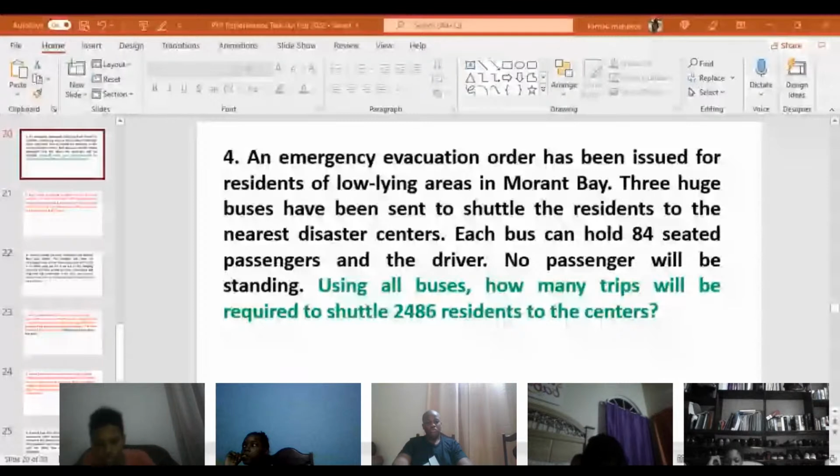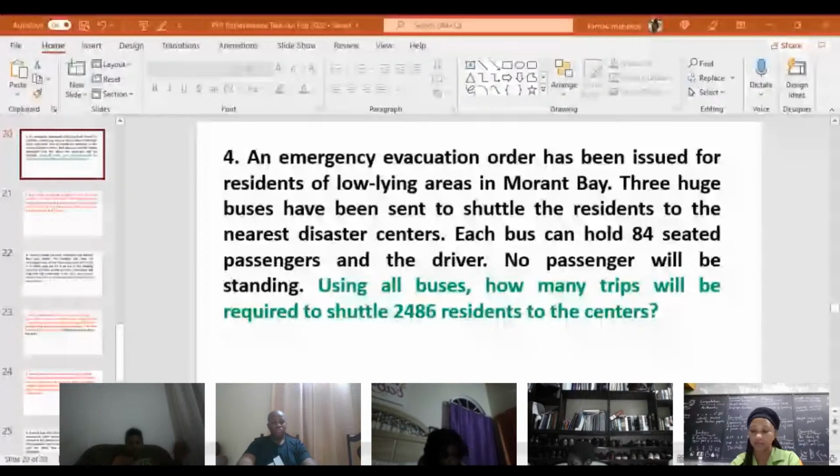Madison, tell us how you got 10 trips in all. I multiplied 84 by 3 and I got 252. Then I divided it by two.